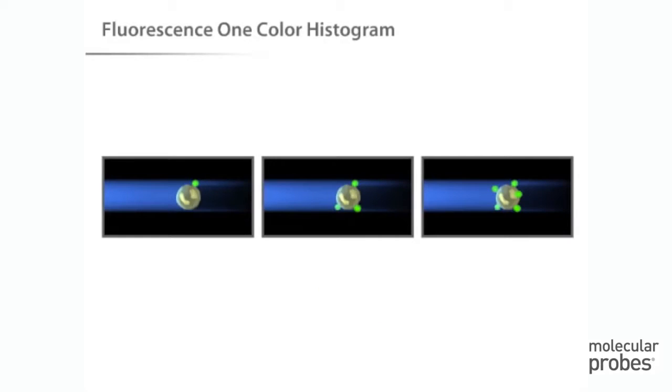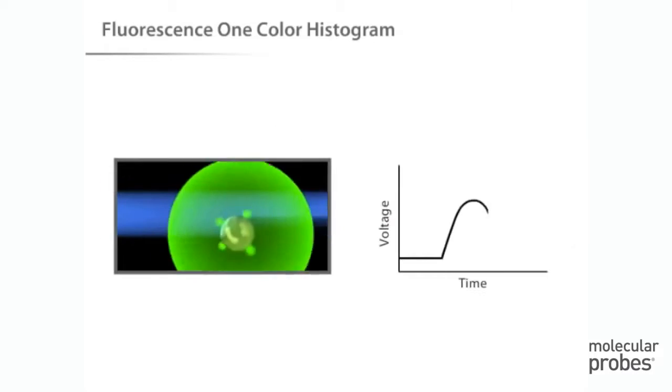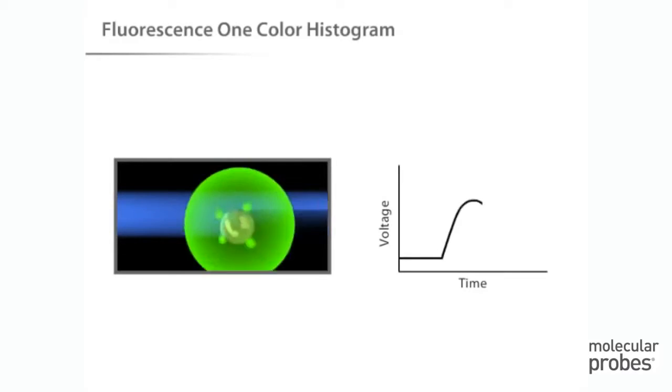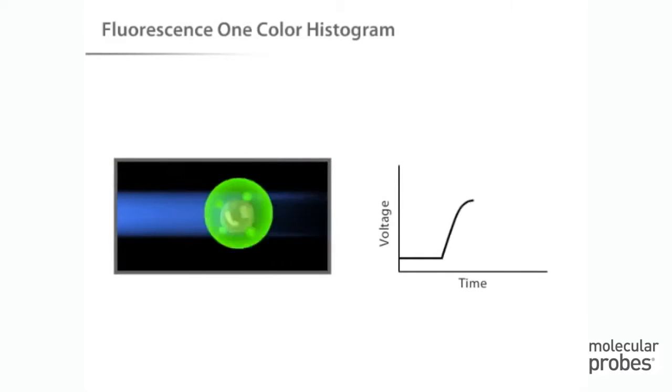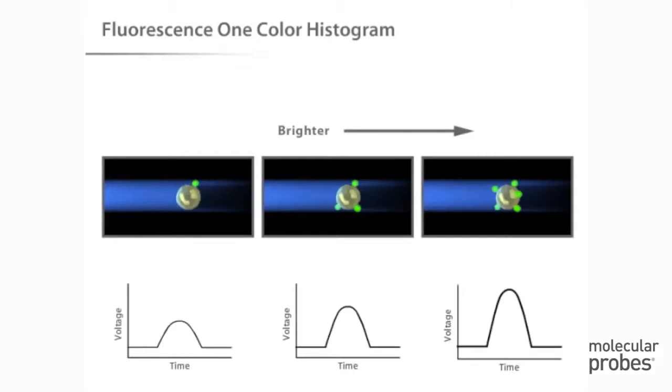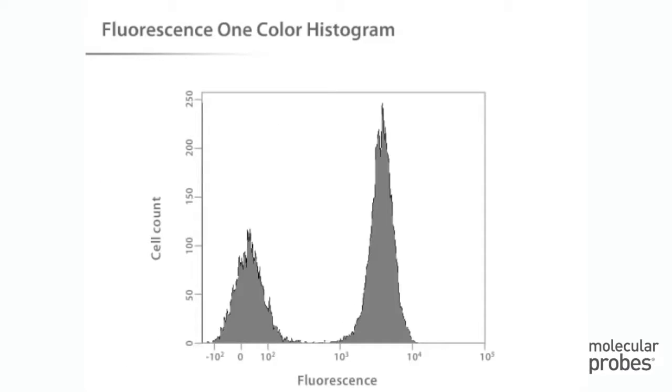Fluorescence data is collected in generally the same way as forward and side scatter data. In a population of labeled cells, some will be brighter than others. As each cell crosses the path of the laser, a fluorescence signal is generated. The fluorescent light is then directed to the appropriate detector, where it is translated into a voltage pulse, proportional to the amount of fluorescence emitted. All of the voltage pulses are recorded and can be presented graphically.